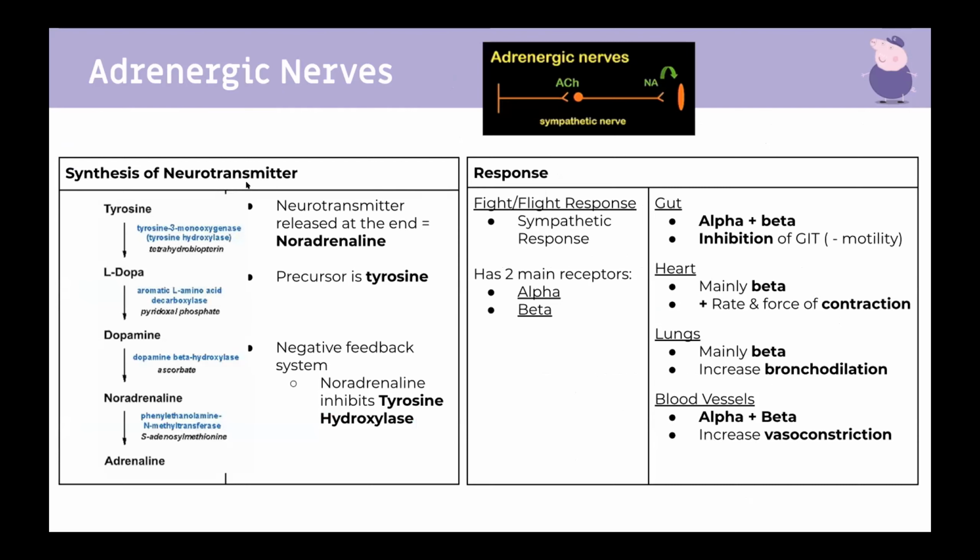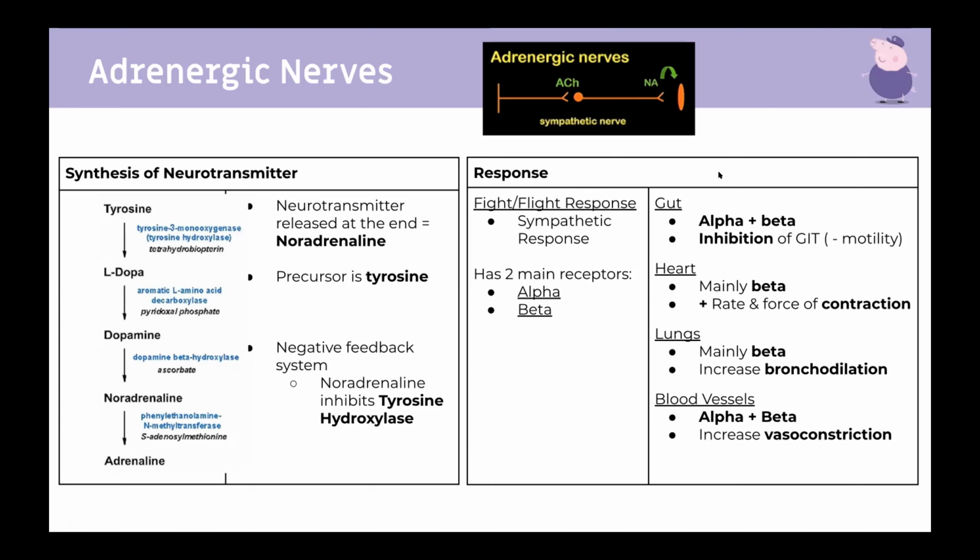So first of all, the neurotransmitter is synthesized from tyrosine, and then you also have a negative feedback system, which means that this enzyme is inhibited once you have a lot of noradrenaline or adrenaline. You also have the response of the receptor. So we talked about this before. You have your flight and fight response, and you have two main receptors. So the noradrenaline, which gets released from your adrenergic nerve, is mainly going to be acting on your alpha or beta receptors in your target tissue.